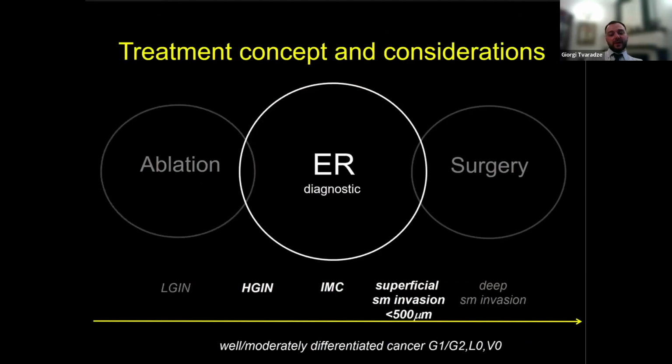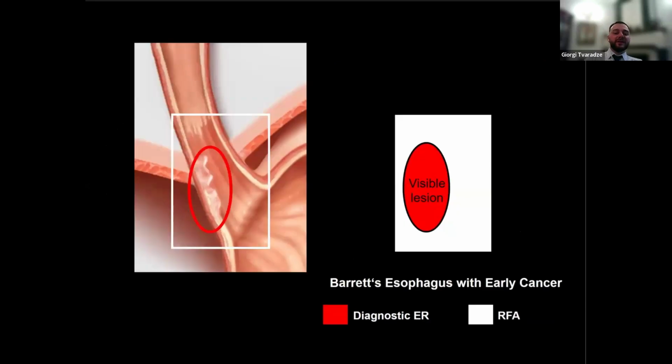So now let me come to high-grade dysplasia and intramucosal cancer. High-grade dysplasia and intramucosal cancer should be treated by endoscopic resection because high-grade dysplasia and intramucosal cancer are visible. So the strategy is to resect the visible lesion and to ablate the remaining Barrett's. So that's how we do eradication of Barrett esophagus.